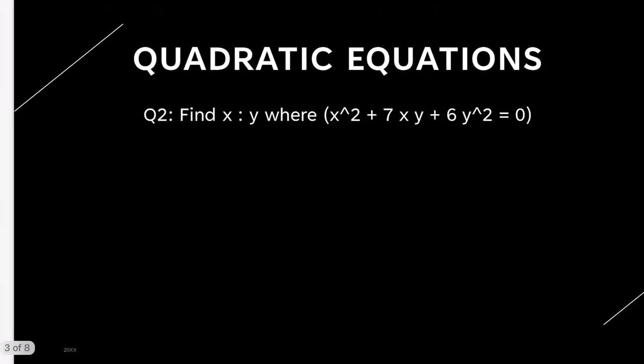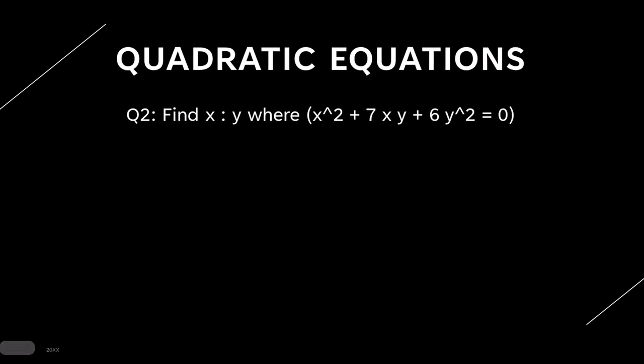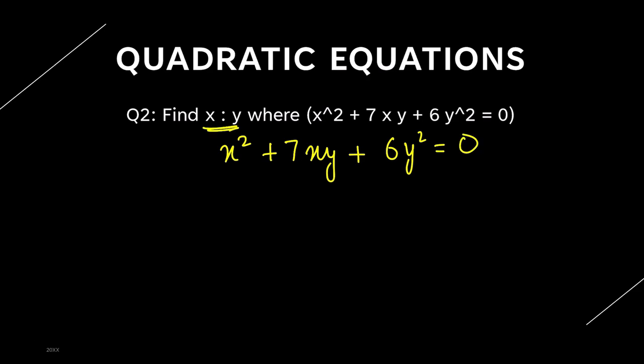Now moving on, second question. This is given to you: x square plus 7xy plus 6y square is equal to 0. Find the ratio x by y. They are not asking you to find x. They are asking you to give me the value of x by y. I hope this is clear. Now is the time to pause the video. Try to solve it on your own and then come back.